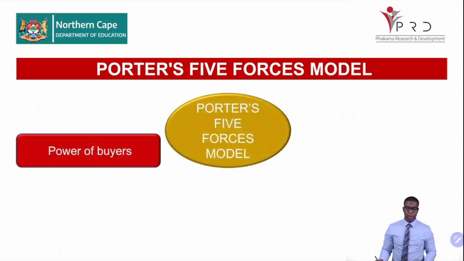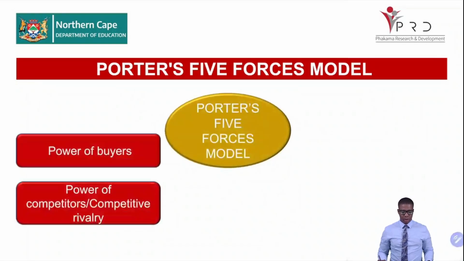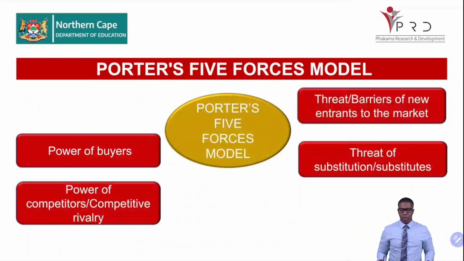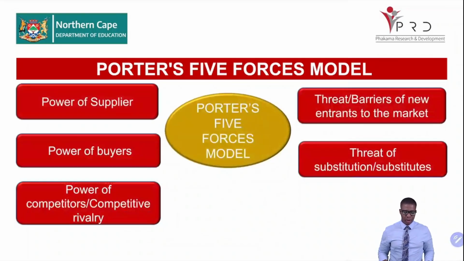The first one is the power of the buyer, then the power of the competitor or competitive rivalry, and then the threat of substitute or substitutes. Then another one is the threat or barrier of new entrants to the market. Then you have the power of the supplier.